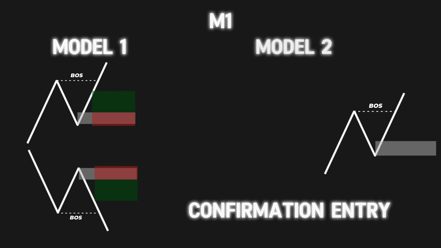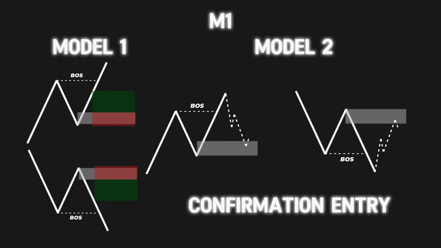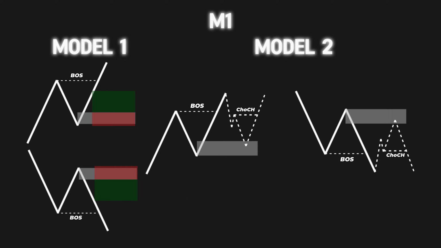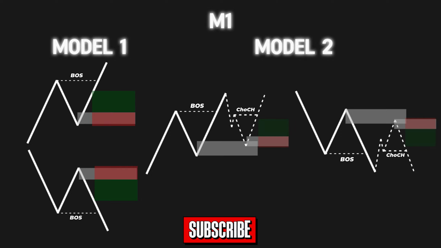Entry Model 2 is a confirmation-based entry where we wait for a clear shift in market structure, confirming price rejection at a significant level. Once this shift is validated, we place a limit order at the newly formed order block, with a tight stop loss below the block for buys and above it for sells. Also, the profit is set at a 1-to-2 risk-reward ratio. This method provides additional confirmation, reducing the chances of premature stop-outs.